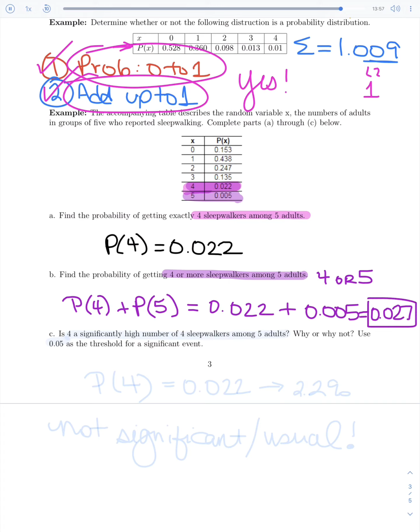Last question asks us to actually interpret some of our answers. Their question is, is 4 a significantly high number of sleepwalkers among adults? Why or why not? Use the 0.05 or 5% as the threshold for a significant event. We've used this 0.05 or 5% a lot when talking about whether or not something's usual or unusual or significant. Well, if we've got a probability for having 4 chosen as sleepwalkers of 0.022, that's about 2.2%. So is this going to be significant? No, it's not going above that 0.05 or 5% threshold. So we're going to go ahead and say this is not significant.